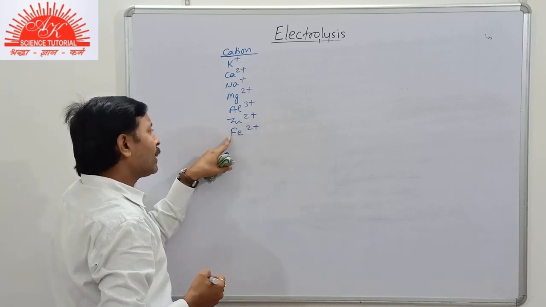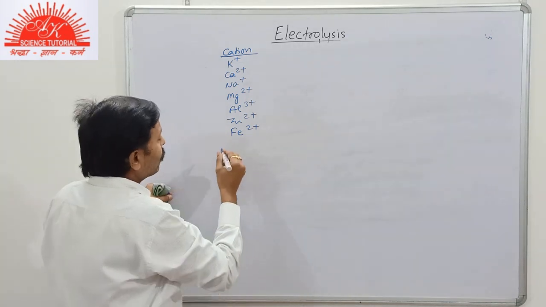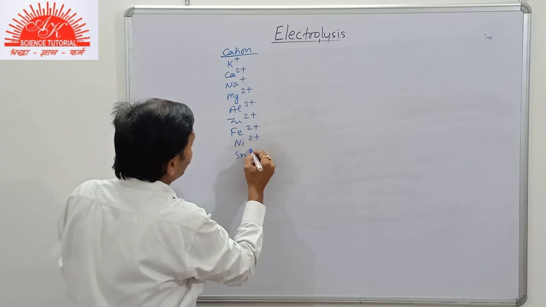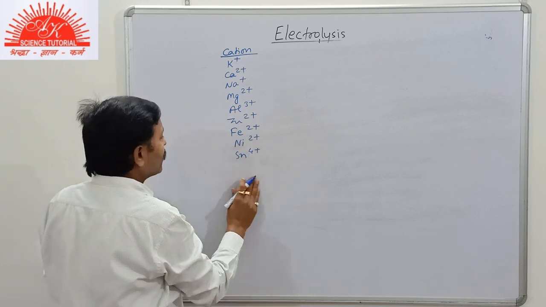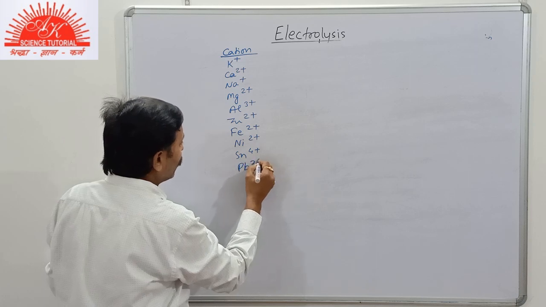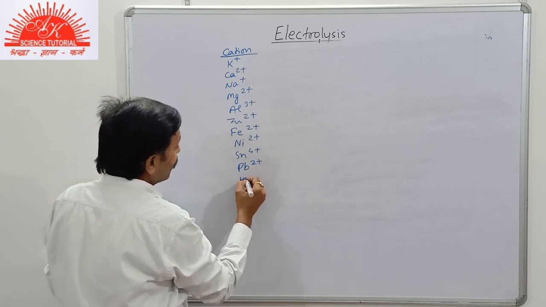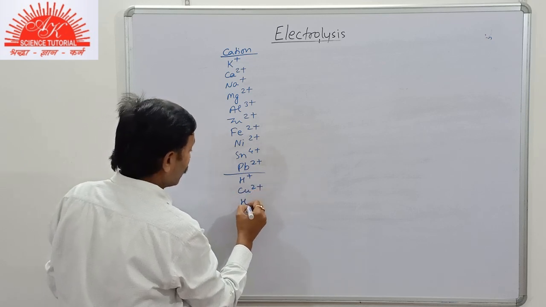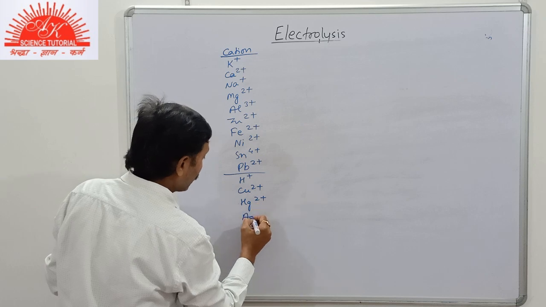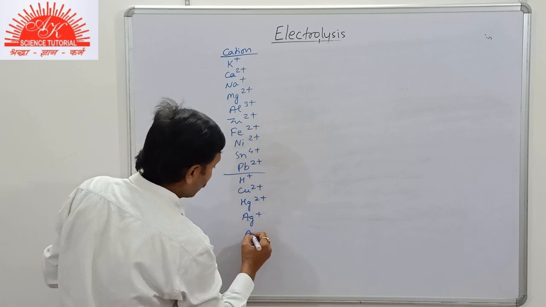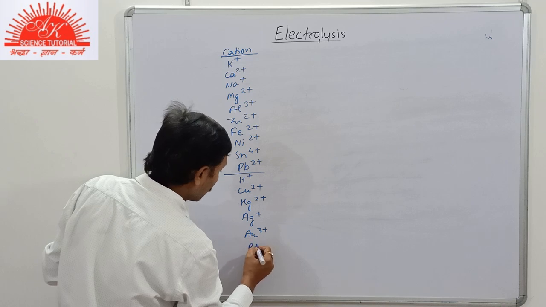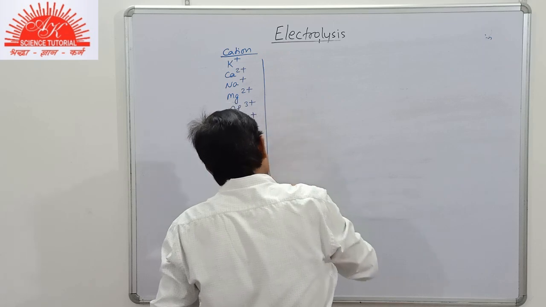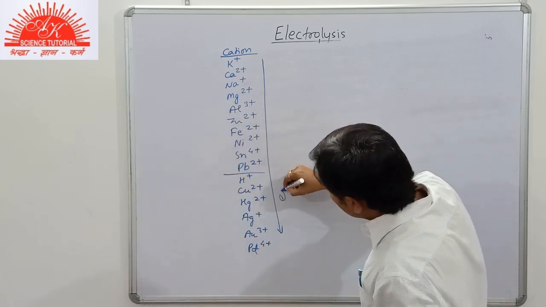In the metal activity series, after iron we generally take lead, but here we take two more ions which are used in electrolysis, so we prefer to take these ions also. Now Pb2+, H+, Cu2+, Hg2+, Ag+, Au3+, and platinum 4+. So actually this is the ease of reduction.